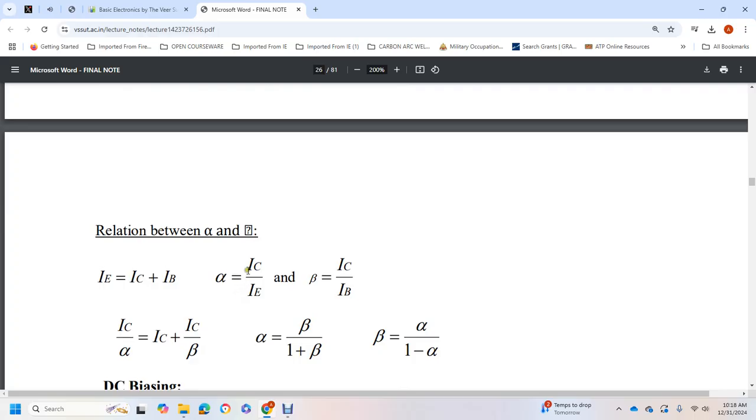Charge and whatever. We have IE equals IC plus IB. Alpha is equal to IC over IE. Beta is equal to IC over IB. IC over alpha equals IC plus IC over beta. Alpha equals beta over beta plus 1, and beta equals alpha over 1 minus alpha.